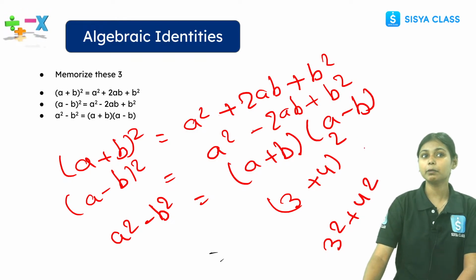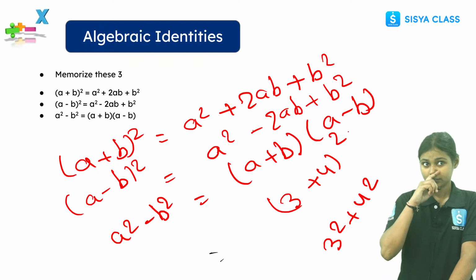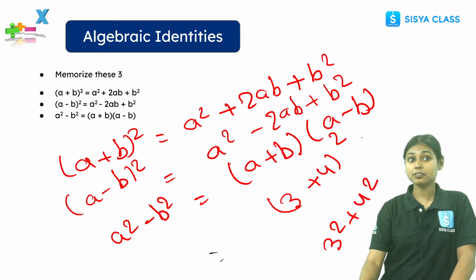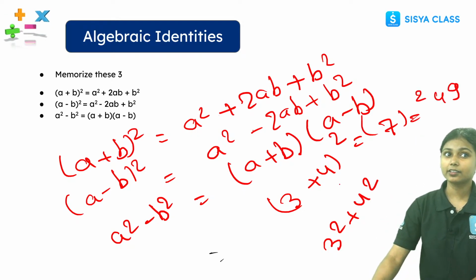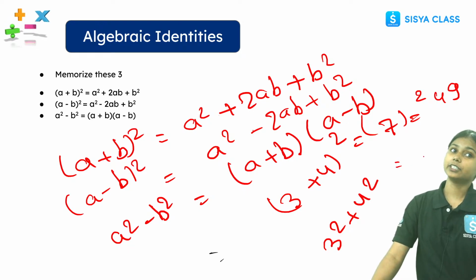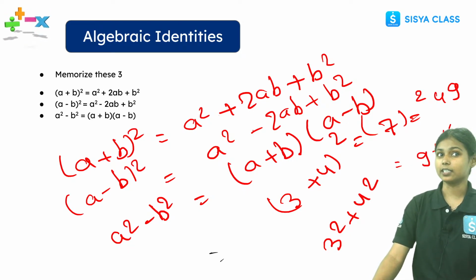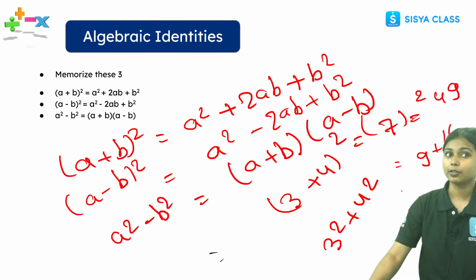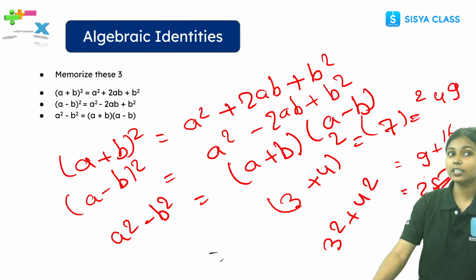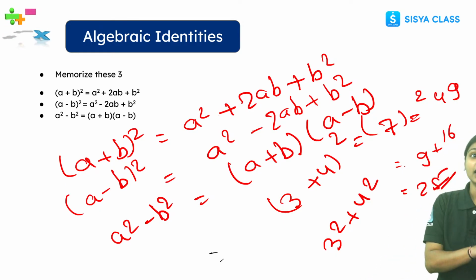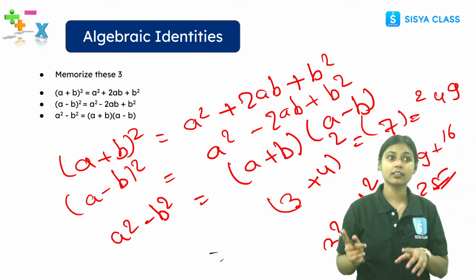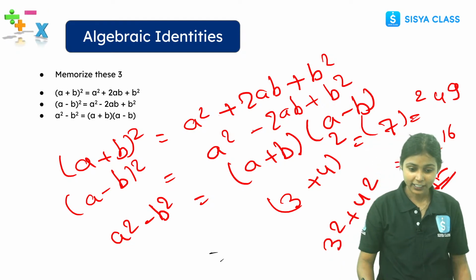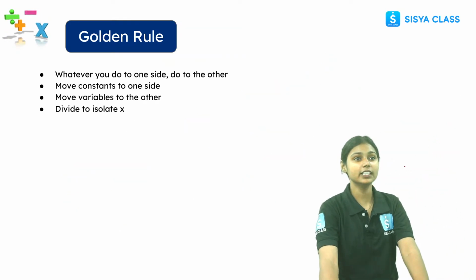It means what? 3 plus 4 is equals to 7 का whole square. It means we already know that 7 sevens are 49 and 3 का square is equals to 3 3s are 9 plus 4 का square is 16. So 16 plus 9 is 25. Now you got the difference, that what is the difference between a plus b का whole square and a square plus b square. Got it? Let's move forward.